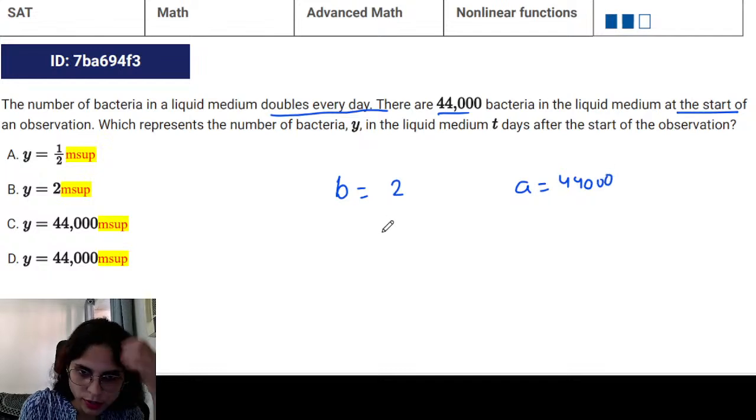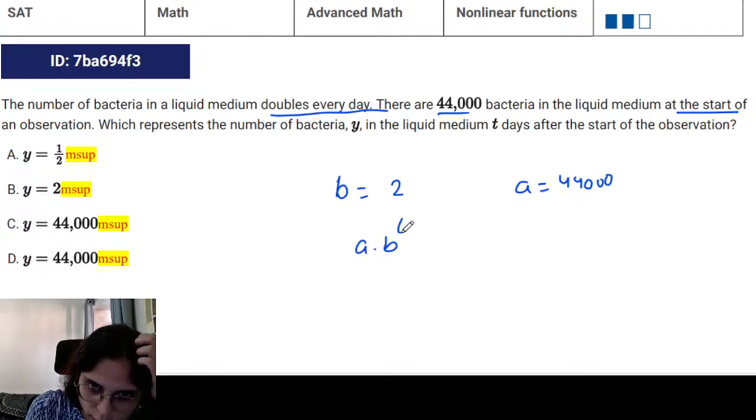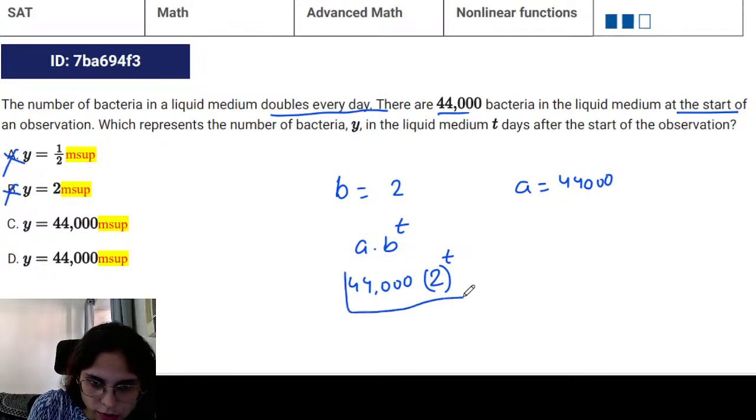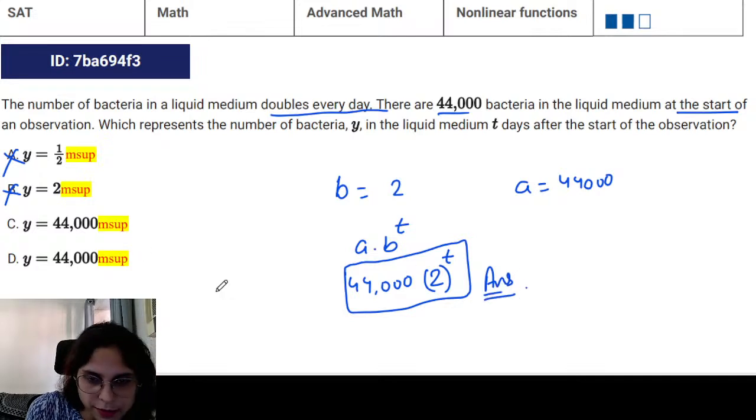And so the equation is going to be a times b to the power t. So 44,000 times 2 to the power t. So this is gone, this is gone. It could be either of these options. Don't worry, in Bluebook or in your exam you won't have an issue like this, but over here there is some glitch that they are having.